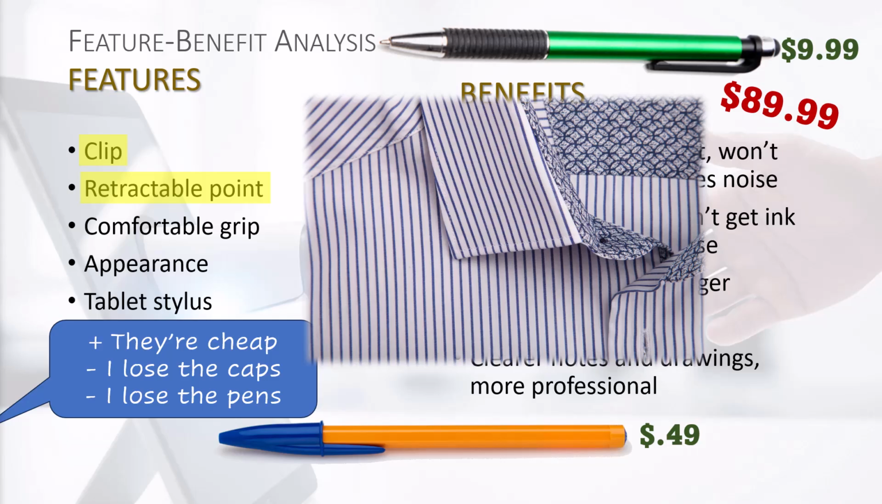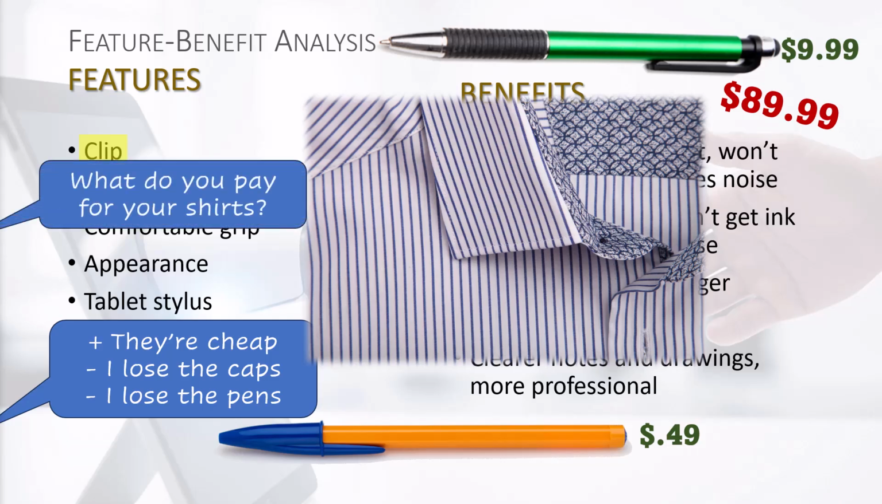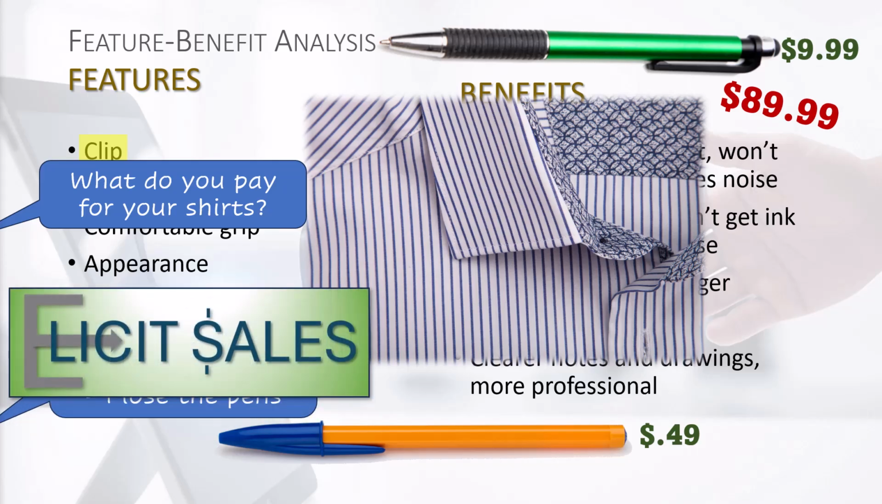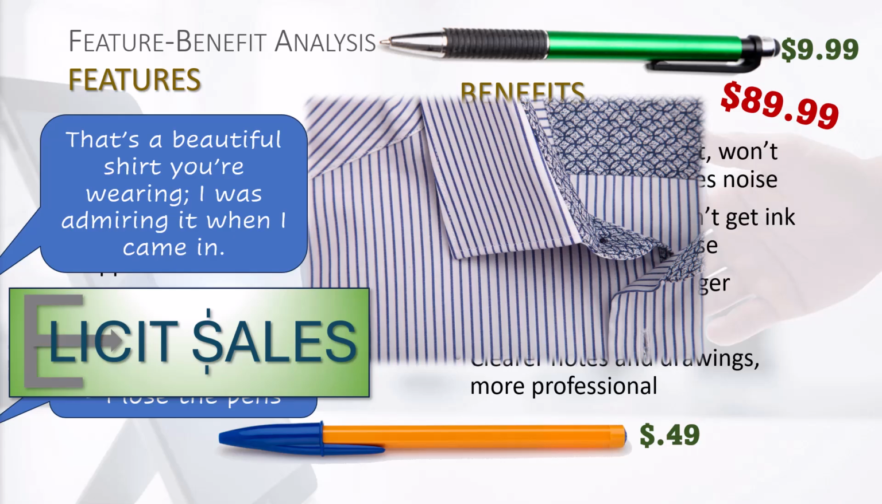And what we've done in the past is to be kind of blunt and say, so what do you pay for your shirts? But now there's a new dynamic called elicit sales, where we use elicitation statements to replace questions, especially the ones that might be a little inappropriate or a little too blunt. So instead of saying, what do you pay for your shirts, we would make a statement. That's a beautiful shirt that you're wearing. I was admiring it when I came in.